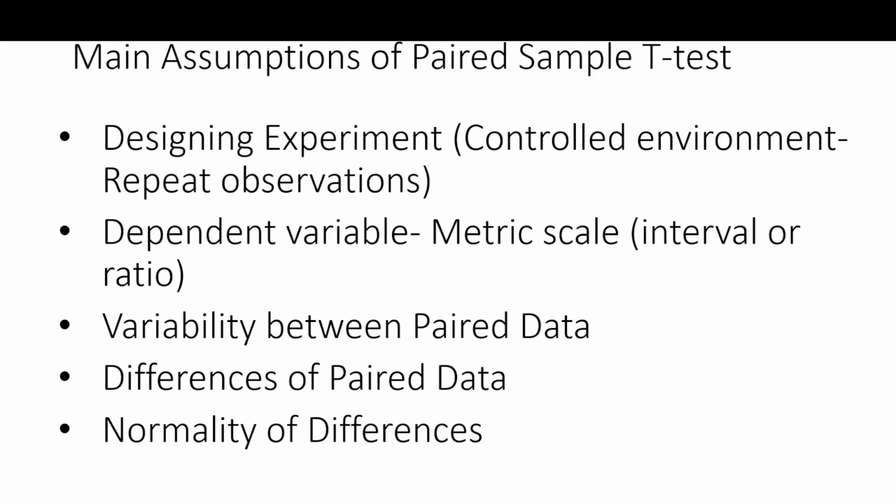So now we are going to discuss what are the main assumptions of paired sample t-test. Designing experiment is an important assumption. It should be under the controlled environment and repeat observations are recorded. Dependent variable must be metric scale. It means it should be interval or ratio based. Variability between the paired data. It means the statistics of the paired sample t-test is computed based on a difference between these two scores, before the treatment and after the treatment. The difference is required to examine and the statistics is based on the differences of this paired data. And we are also going to compute the normality of the differences.